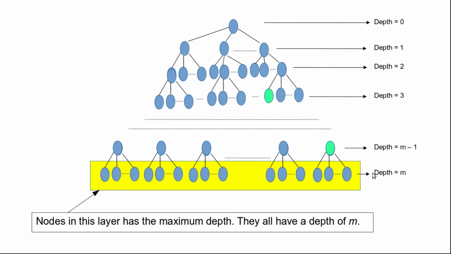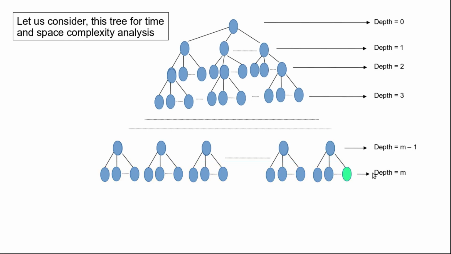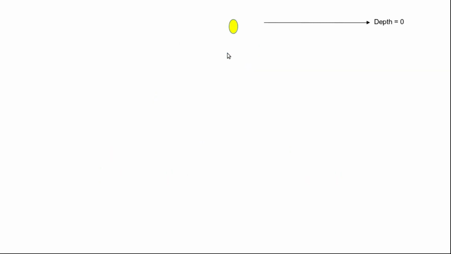So with these notations clear, now let us consider this tree for space and time complexity, and we are considering this node to be our goal node. We are considering this node as a goal node because that would produce the worst case scenario for time complexity analysis. And now if we perform DFS on this tree, we will start at the start node, and for the start node we will generate its successors.